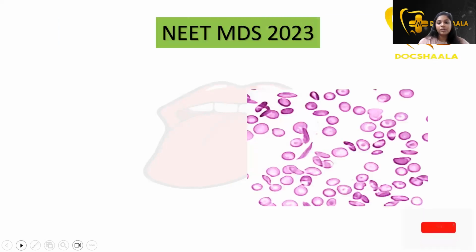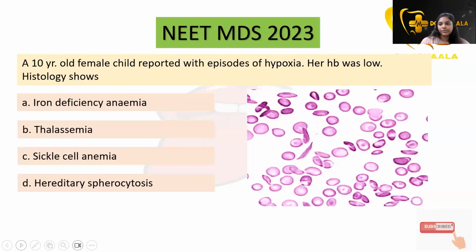Then, coming to the question that was asked in NEET MDS 2023: a 10-year-old female child reported with episodes of hypoxia. Her hemoglobin was low. Histology shows the diagram as seen here. So, as you can appreciate from the histopathology, there are sickle cells in this diagram, right? So, hence, the patient is suffering from sickle cell anemia.